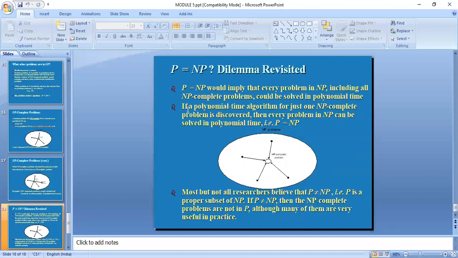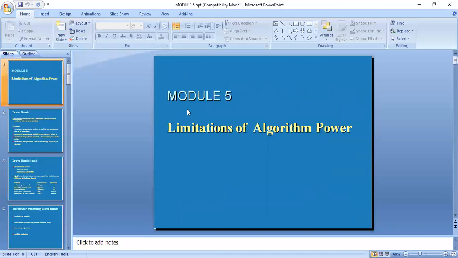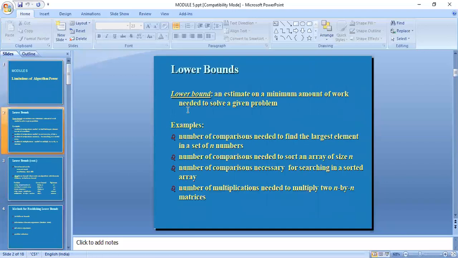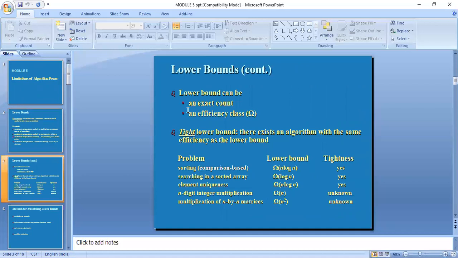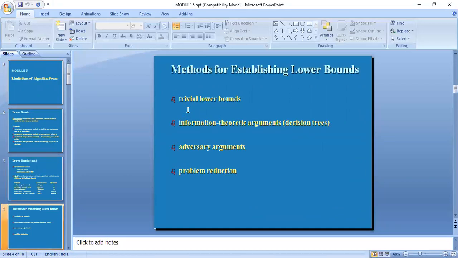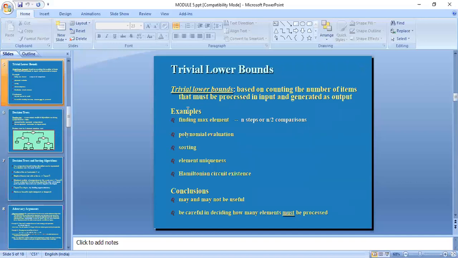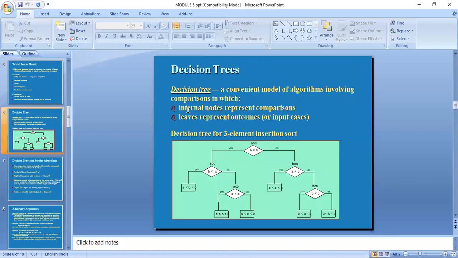You can take some bounded algorithms and find out the lower bound. Here we have seen the limitations of the algorithm power. We have seen the lower bounds, and how to establish the tight lower bound. The establishment is based on trivial lower bounds, information theoretic arguments, adversary arguments, and problem reduction. For each one we have seen some examples, and the decision tree is very, very important. You can find a solution using the decision tree for any given problem, insertion sort or searching. Anything can be discovered with the help of the decision tree. So this is all about the limitations of the algorithm power.